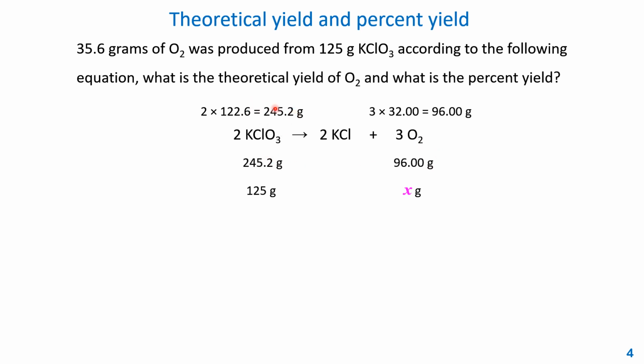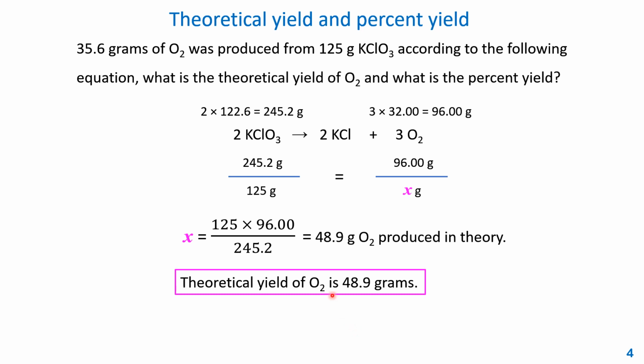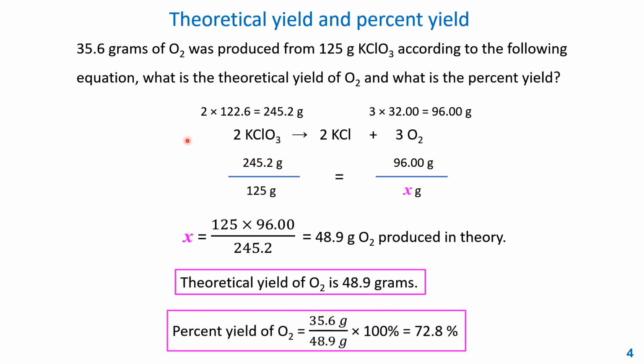Move this number, the mass, down, and then they are in proportion, and then you can solve for X. That's cross multiplication divided by 245.2. That's 48.9 grams of oxygen will be produced in theory. That's the theoretical yield. And then we can calculate the percent yield. That's again the actual yield, which is the given 35.6 grams, over the theoretical yield. The percentage is 72.8%.